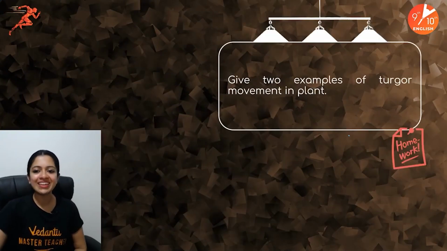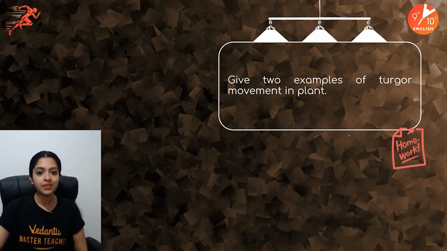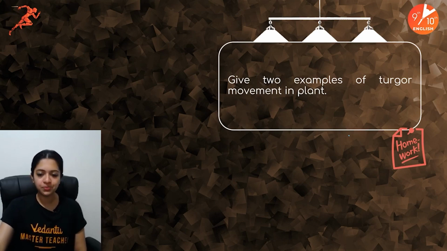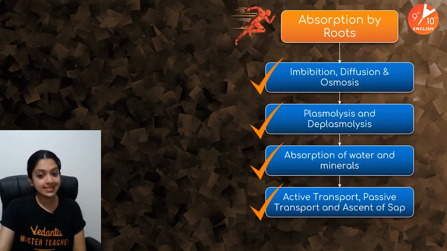All right, children. So here is my homework for you for today. Give 2 examples of turgor movement in plants. Okay. Turgor movement. Put them in the comment section below. I will get back to you with the answers in the next session.